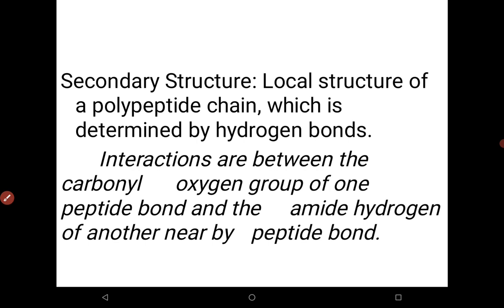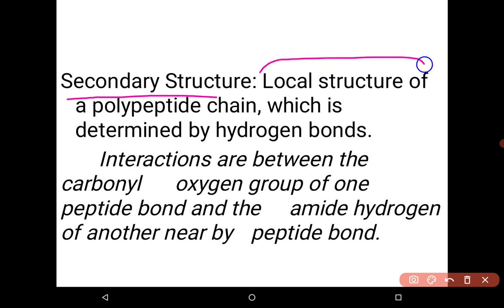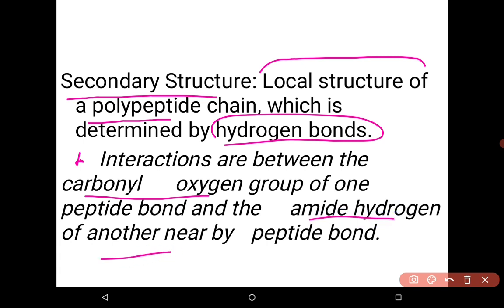So apart from this, after the primary structure is formed, they graduate now to secondary structures. This is called a local structure of the polypeptide chain, which is determined mainly by hydrogen bonds. What are hydrogen bonds? These are interactions that occur between the carbonyl oxygen group of one peptide bond and the amide. And we'll see how these form.